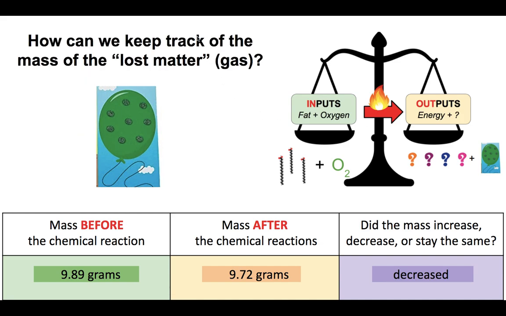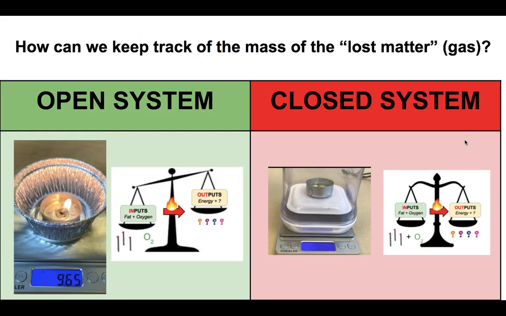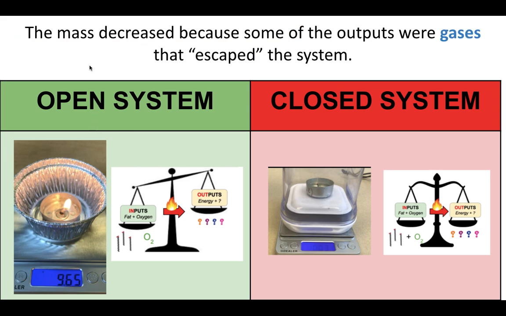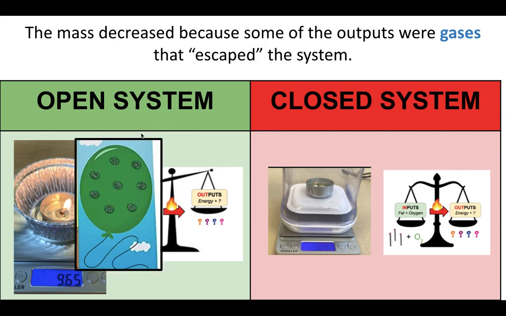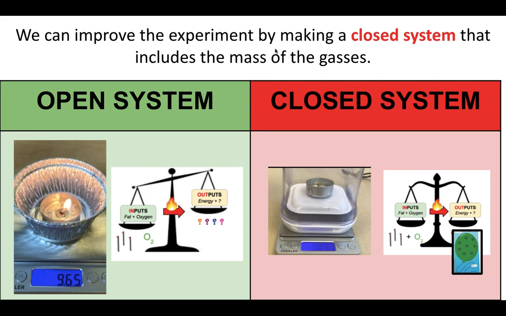How can we keep track of this mass of the lost matter of the gas? Well, in our first experiment, we used an open system where the gas could escape. The mass decreased because some of the outputs were gases that escaped our system. We can improve our experiment by making a closed system that includes the mass of the gases by trapping them inside.